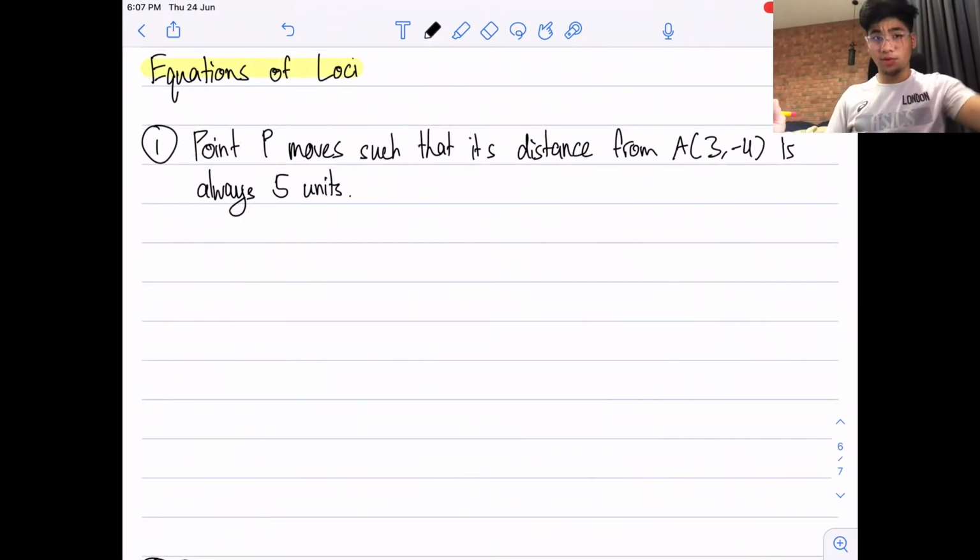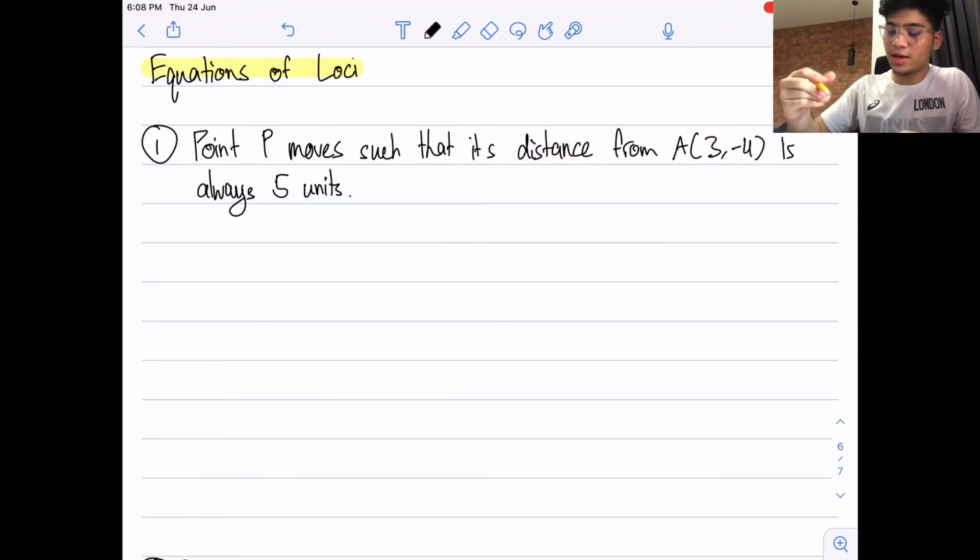Alright, now we're going to be looking into probably the hardest part of this chapter, which the easiest way to explain is to actually do it. Okay, so basically there are going to be 2 situations. The first one is when they say point P moves such that its distance from point A is always 5 units. So this is saying that you have to find the locus of P that is moving a constant distance from A. So basically, the way this looks, like we learned in lower form, was like this.